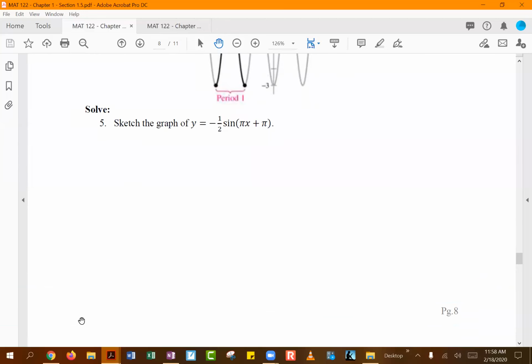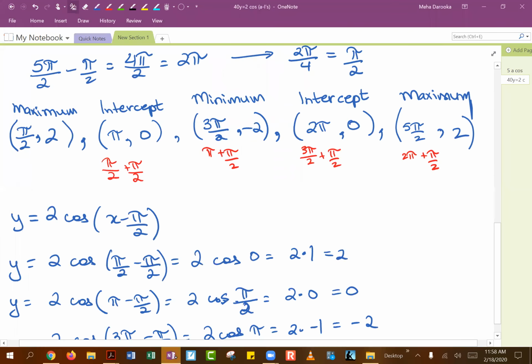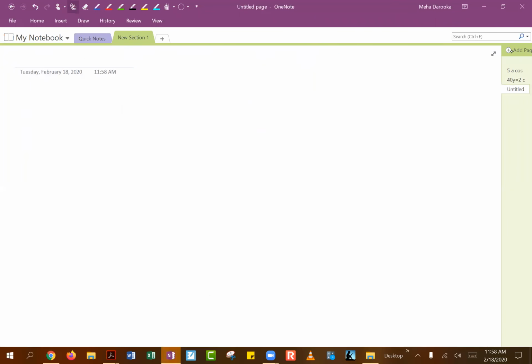Okay, so we're going to try and replicate that for our example here. Again, start by identifying your A, B, and C values. So for number 5, what will those values be? A is 1/2, very good. Very good, yeah, exactly. And this time it's a sine function.